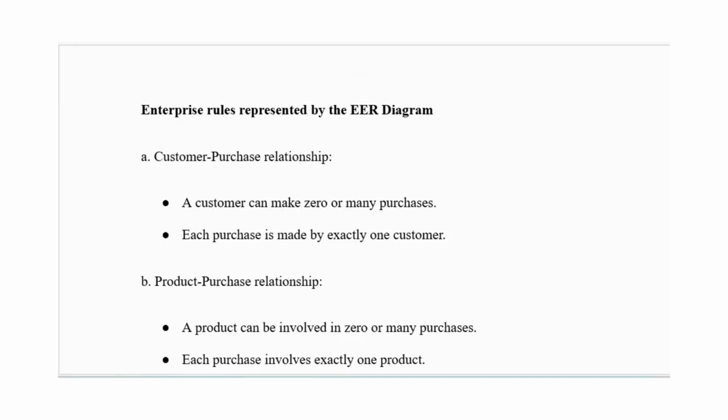Now let's move on to the enterprise rules represented by the EAR diagram. Our main enterprise rules are, firstly, a customer can make zero or many purchases, and this is under the relationship between the customer and purchase, or client and purchase entities. Next, we have a product can be involved in zero or many purchases, and this is a rule represented in the relationship between the product entity and the purchase entity.